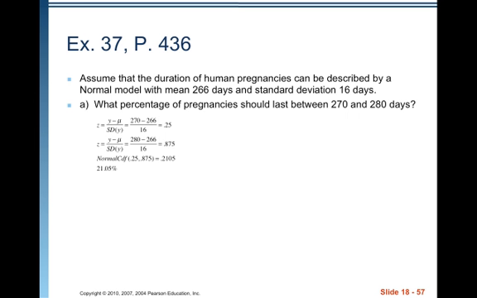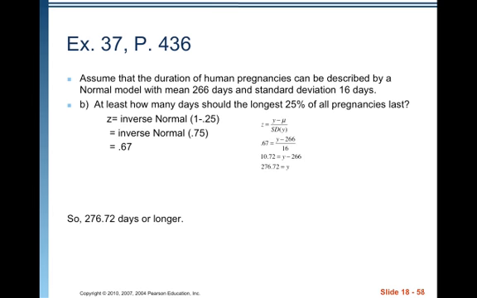Originally, it was 270 and 280 days. In terms of z-scores, it's 0.25 to 0.875, because 270 days is a fourth of a standard deviation above the mean, and 280 days is 0.875 standard deviations above the mean. Normal CDF from 0.25 to 0.875 is 0.2105, so 21.05% of pregnancies are between 270 and 280 days.